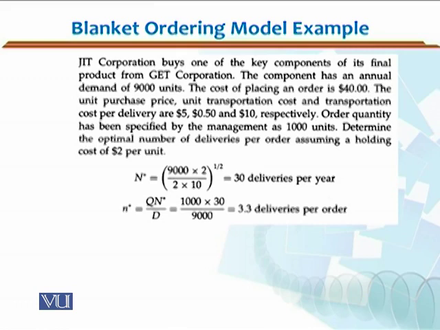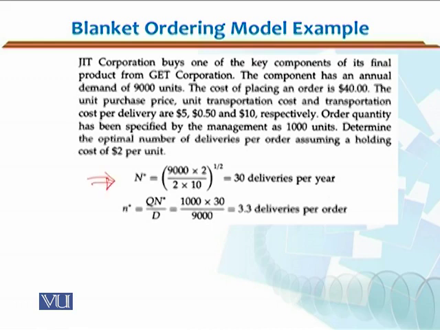We need to determine N star, the optimal number of deliveries per order. So how would we do it? There are two things here. I also have to find n per order. That is small n. And I have to find big N as well. The total deliveries for the whole year, how many will there be? So how can I do it?